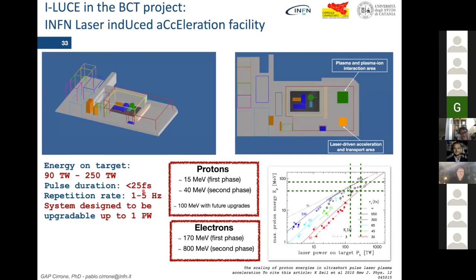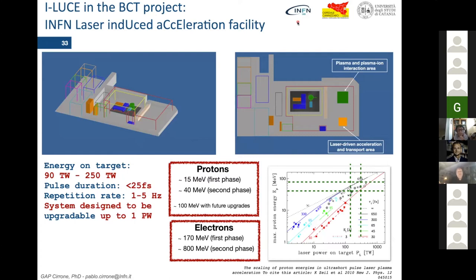So finally, just some slides on this ILUCE project. The INFN had the funds to realize it in the framework of a much wider project called BCT, Breast Cancer Therapy, which is a collaboration between the University of Catania, one of the biggest hospitals in Catania, the Ospedale Cannizzaro, and the INFN itself, of course. This project was funded to improve the capability of radiation to treat breast cancer, in fact.